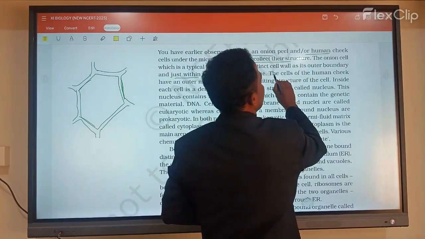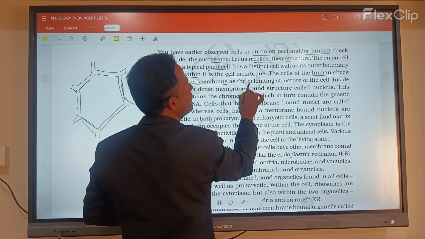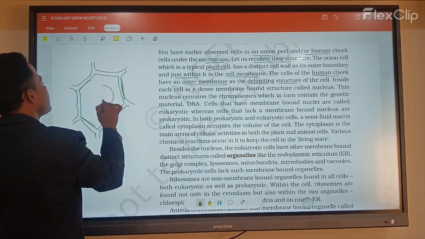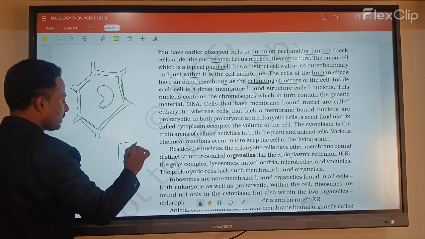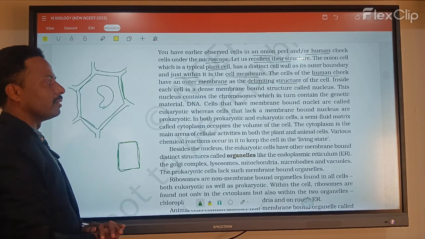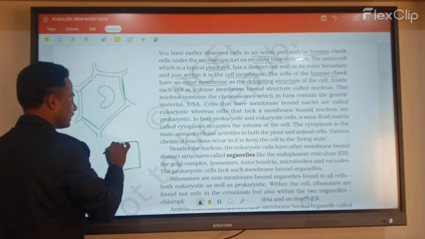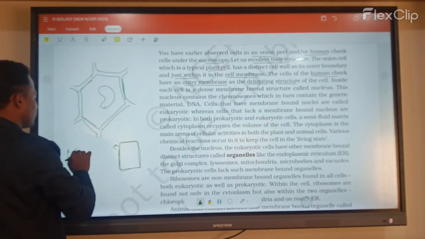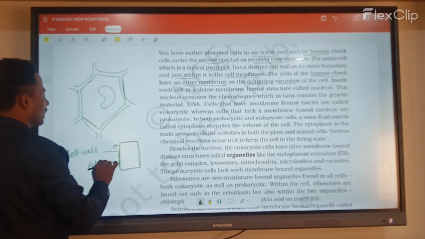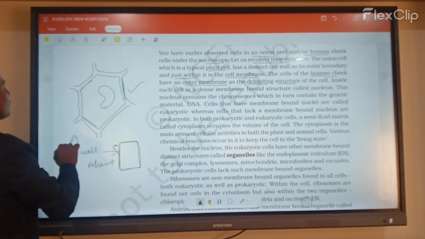Now, the cell of the human cheek has an outer membrane, which is the delimiting structure of the cell. So if you take one particular animal cell, the outer layer, the cell wall, is completely absent. Here in animal cells the cell wall is absent. Here it is absent, and in the plant cell it is present.